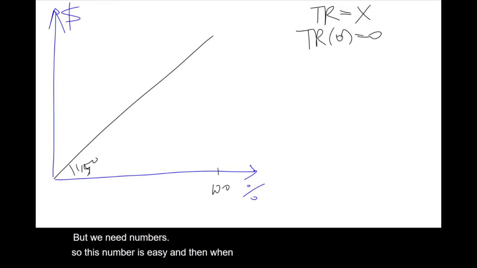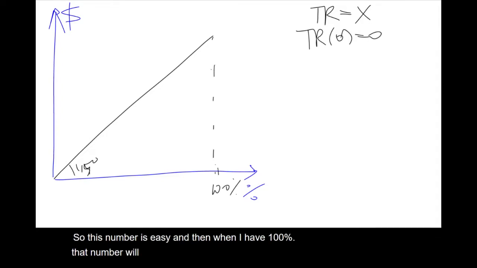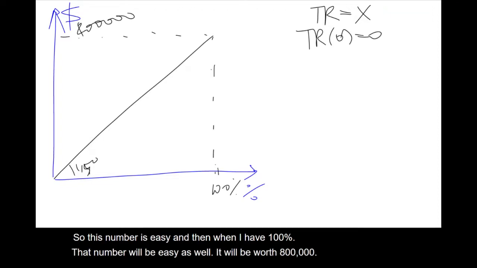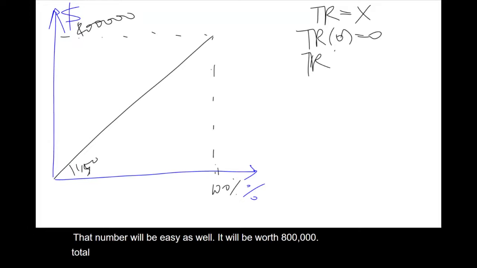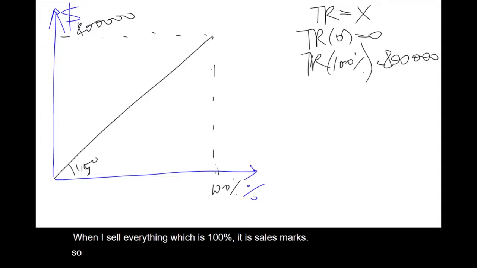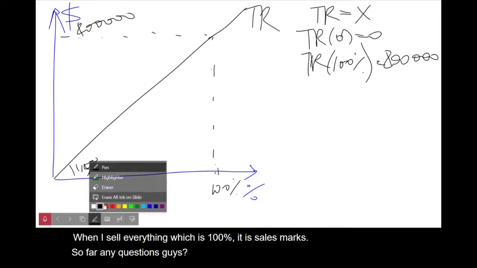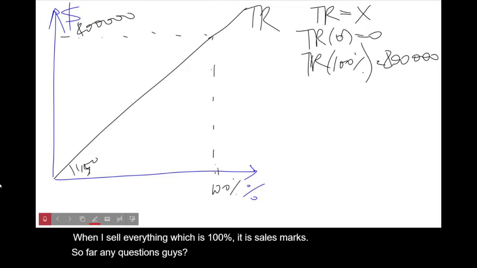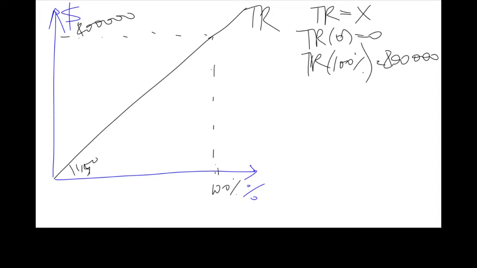And then when I have 100%, that number will be easy as well. It will be 800,000 total revenue. When I sell everything, which is 100%, it is sales max. So far, any questions, guys? Any questions, people?